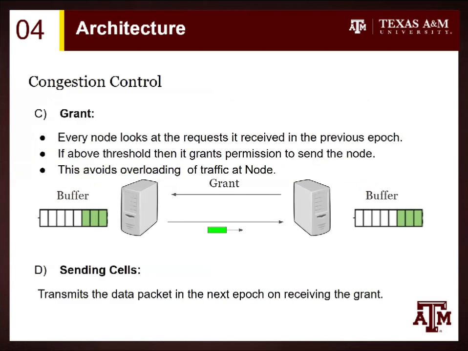Grant. At the same time, every node looks at the requests it received in the previous epoch. If the number of queued data packets in its buffer is lower than a threshold, then it grants permission to send the data to the node. This avoids overloading of traffic at the node. Sending cells. Once a node receives a grant, it then transmits the data packet in the next epoch. Because of congestion control, there is low and predictable latency. It prevents queue overflow and therefore ensures that no packets are lost.